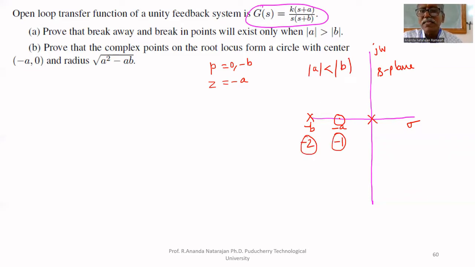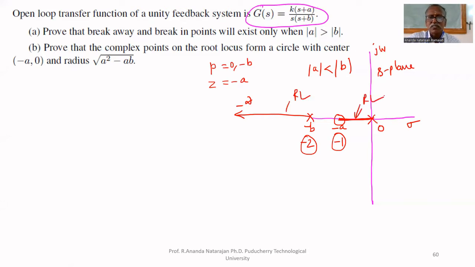Any point between minus A and 0 is part of root locus. Between minus A and minus B, it is not part of root locus. Am I correct or not? Because to the right, there are an even number of poles and zeros. Therefore, it is not part of root locus. But after B, if you select any point up to minus infinity, it is part of root locus. This is root locus.